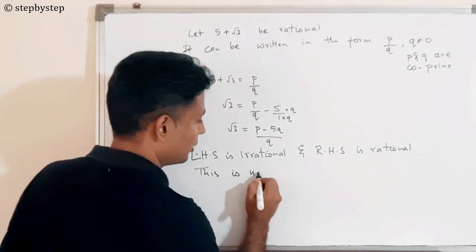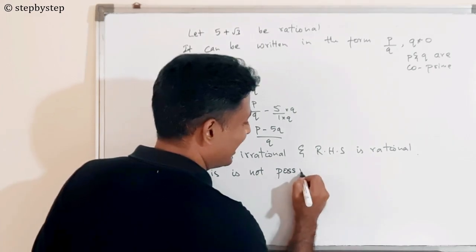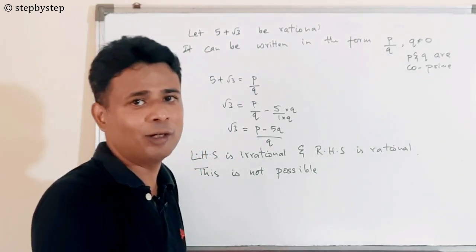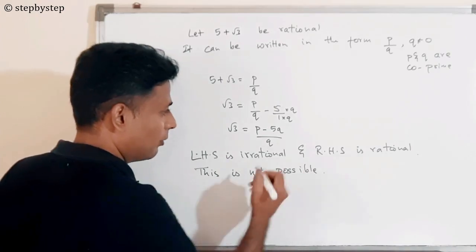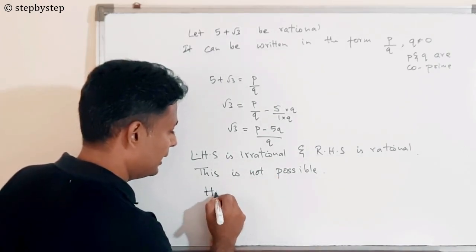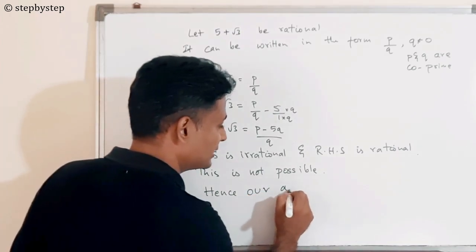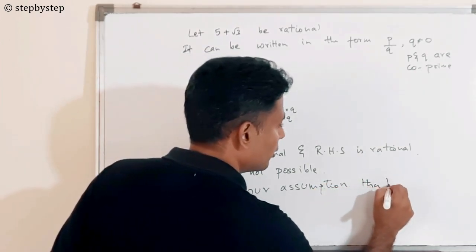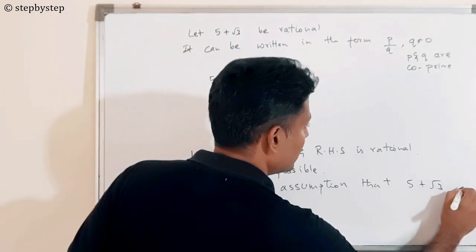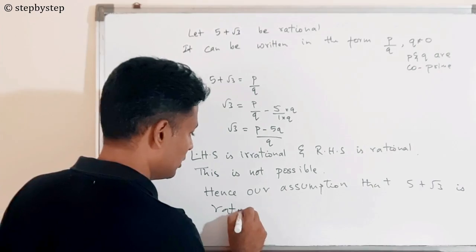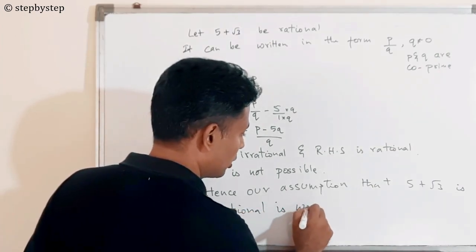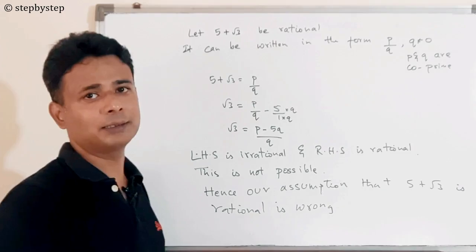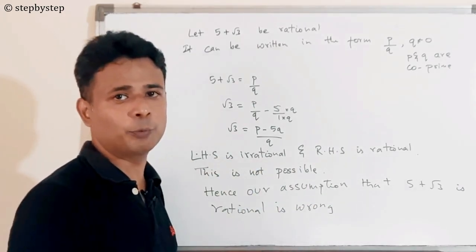This is not possible. You can never have left hand side irrational, right hand side rational. You cannot have one of the sides irrational, one of the sides rational. Why is this happening? Hence, our assumption that 5 plus root 3 is rational is wrong. So we assume 5 plus root 3 is rational, it is wrong, hence it is irrational. Simple. This is all you have to do in these kind of problems.